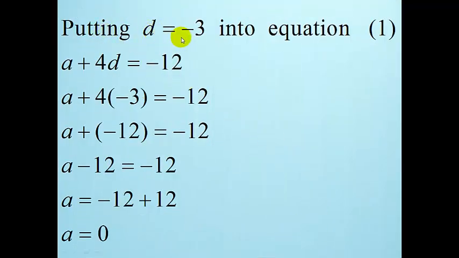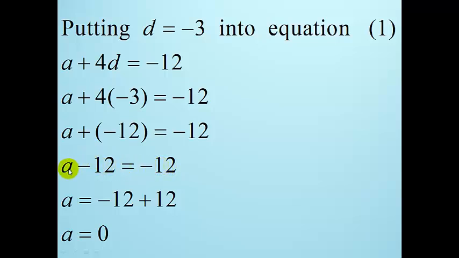Now putting d equals minus 3 into equation 1. That means that wherever we see d in equation 1, we substitute minus 3. From equation 1, we have a plus 4d equals minus 12. And now d is equal to minus 3. So by substitution, we have a plus 4 times minus 3 is equal to minus 12. When we multiply 4 by minus 3, the answer is minus 12, and that is how come we have minus 12 in the bracket. Now to open the bracket, we have a minus 12 is equal to minus 12.